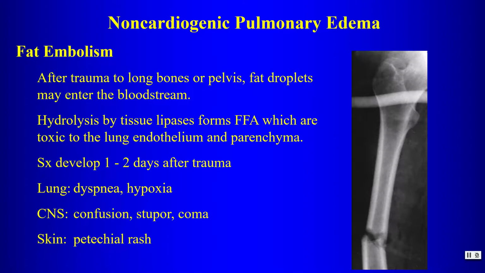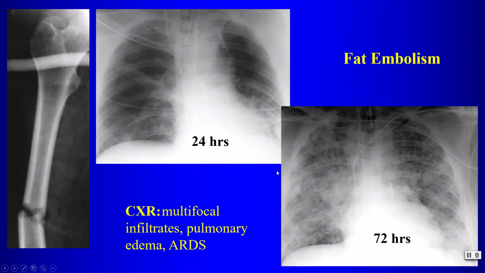So the symptoms develop 1 to 2 days after the trauma. Patients may be short of breath and hypoxic. There are CNS symptoms like confusion, stupor, and coma, and then a petechial rash within the skin may also be a characteristic finding. So the chest radiograph can show you multifocal consolidations, a pulmonary edema pattern or an ARDS pattern.